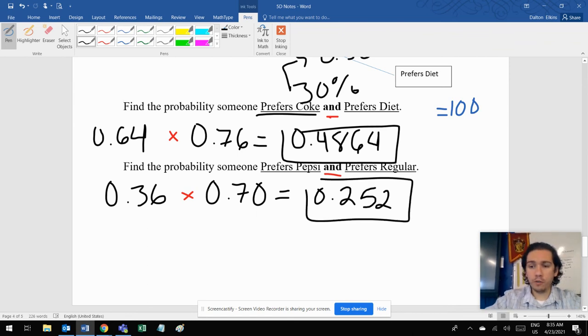And that's how we use a probability tree to calculate the probability of two events being multiplied together. So event A and event B.